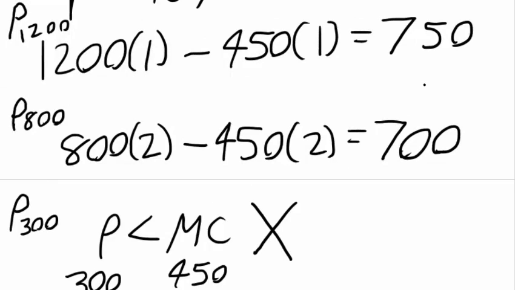And because if we set our price at 1,200, we get a profit of 750, which is higher than a profit of 700 when we sell at a price of 800, we would charge for a monitor at a price of 1,200. Now we want to set our price for computers if we were to sell these goods separately.